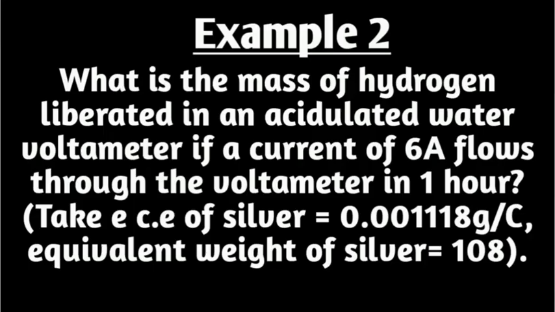Example 2. What is the mass of hydrogen liberated in an acidulated water voltmeter if a current of 6 amperes flows through the voltmeter in 1 hour? Take electrochemical equivalent of silver as 0.001118 grams per coulomb, and equivalent weight of silver as 108.